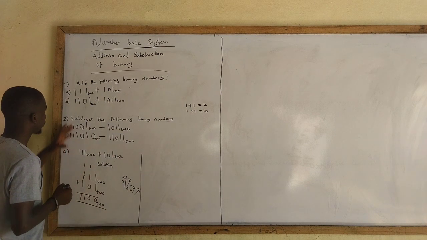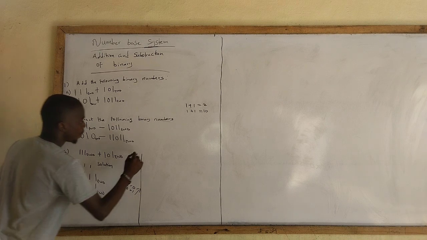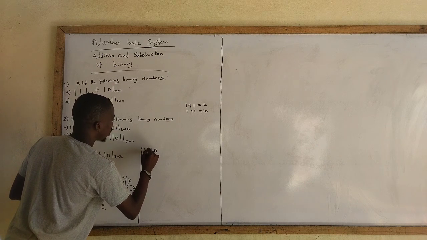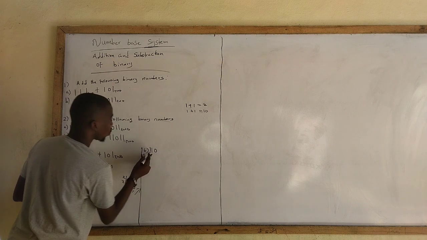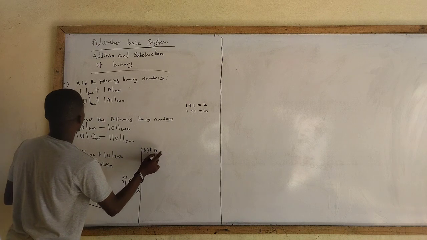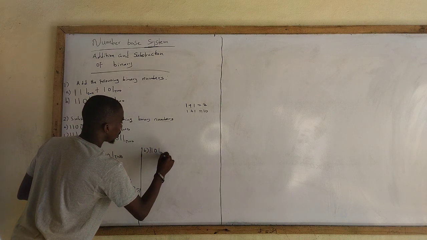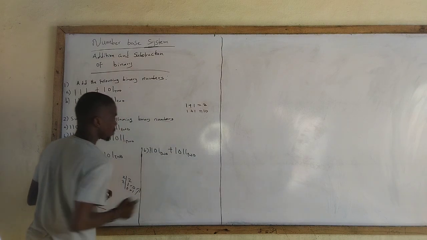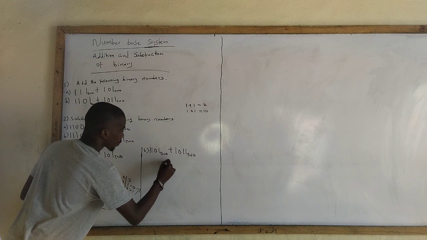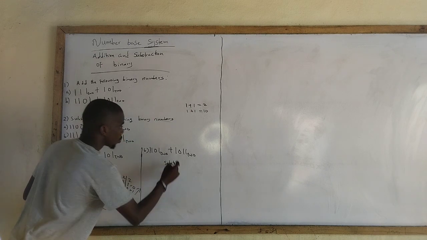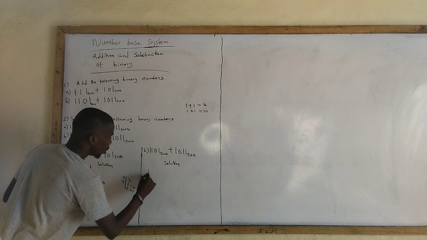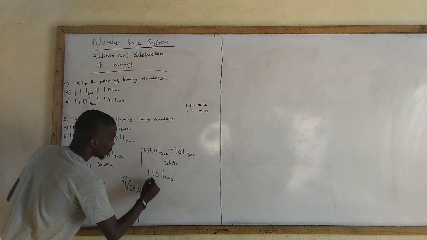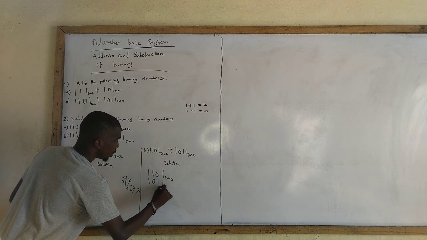We go over to the next question, which says the big question 1 0 1 1 1 1 1 0 1 base 2 plus 1 0 1 1 base 2. So adding this, we say 1 1 0 1 base 2, 1 0 1 1 base 2.